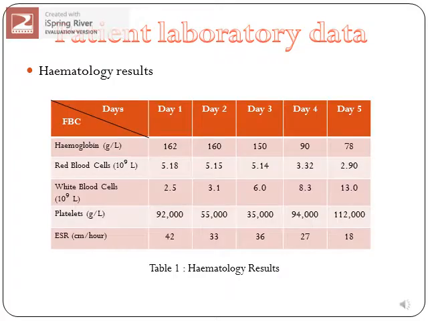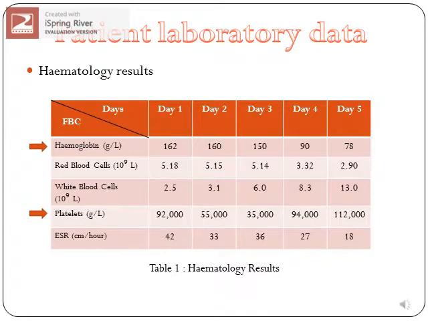Shown here is Table 1 for the patient's hematology results. From the table you can see the day 1 until day 5 results for hemoglobin count, red blood cell count, white blood cell count, platelets, and also ESR. If you see the pattern for the hemoglobin count, you can find that from day 3 and day 4 to day 5 there is a sudden drop.